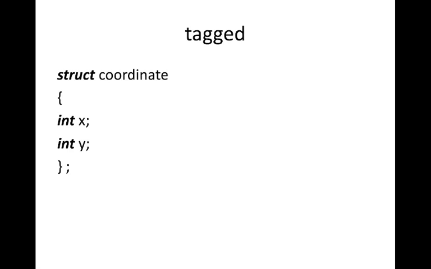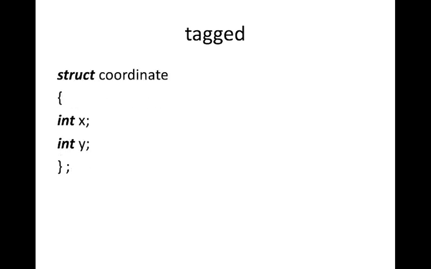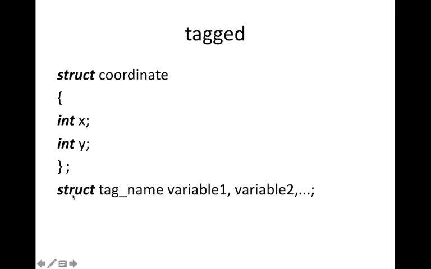This is another way to use the structure tag definition. You can give a tag name here, and we have not declared any variables here. So there are no coordinate variables. It is not mandatory that you declare all the variables here. You can declare the variables separately, like you declare int a, b, c. If you want, you can declare like this: struct tag name and variable 1, variable 2, etc. This is a general format for such a declaration.